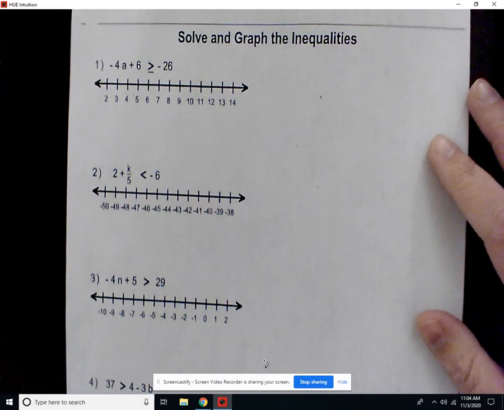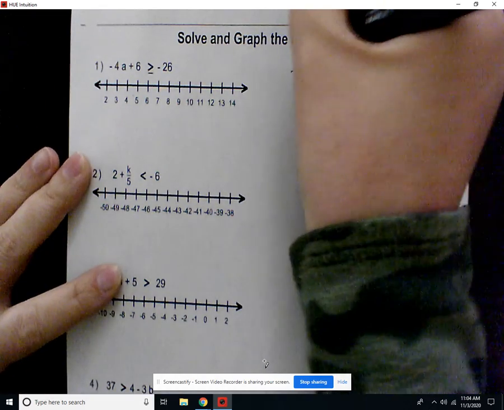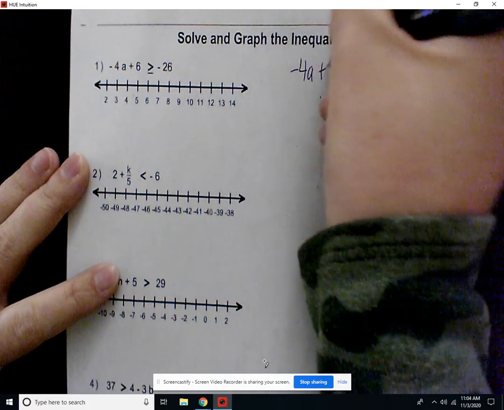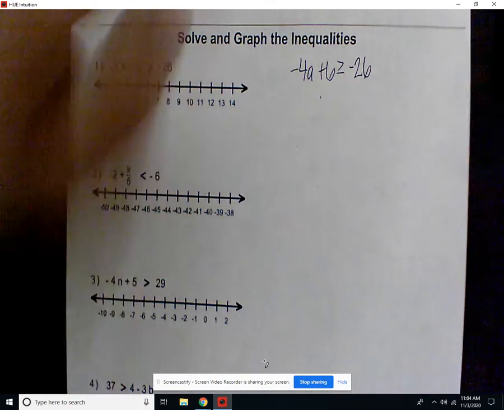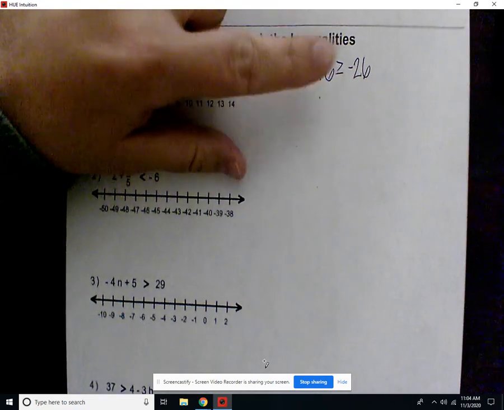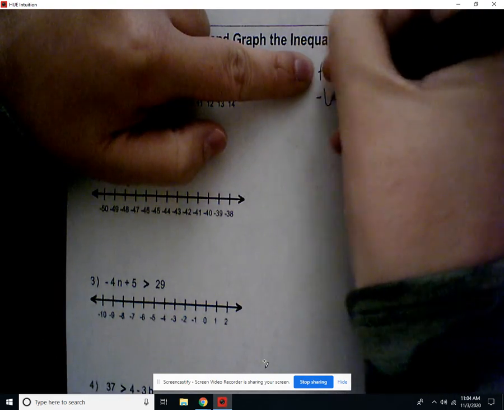to go through and practice solving some two-step inequalities. We're going to solve them and then graph them. So our first one is negative 4a plus 6 is greater than or equal to negative 26. Okay, so we solve them like we did with our equations. So cover up our letter. We're the opposite of plus 6, which is minus 6.